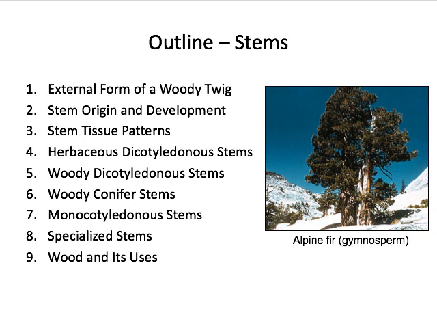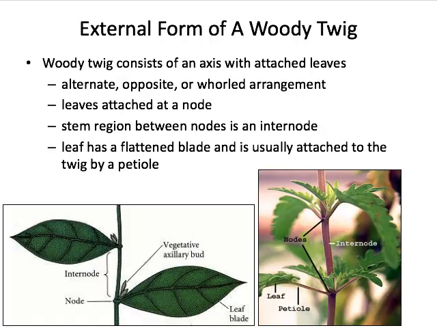We'll look at the external form of a woody twig. We'll look at stem origin and development. We'll look at stem tissue patterns. We'll look at herbaceous versus woody stems, and then for the woody stems compare dicots to conifers. We'll contrast all of these with monocot stems. We'll look at a short list of specialized stems, and we'll say a few words about wood and its uses.